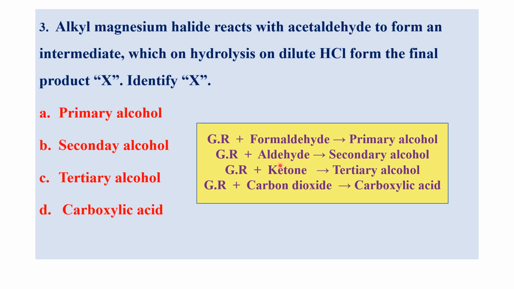So there are two kinds of aldehydes given. One is formaldehyde. Formaldehyde is the basic or first aldehyde that has H instead of an alkyl group, and the other is all aldehydes except formaldehyde. So this will be the correct answer when the Grignard reagent reacts with an aldehyde, because acetaldehyde is an aldehyde, not formaldehyde, and it will produce a secondary alcohol. So secondary alcohol is the answer.